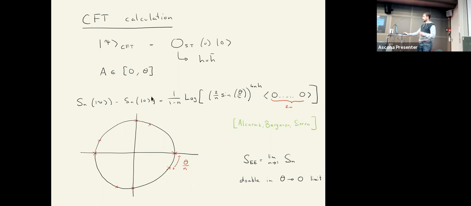And the kinematics is as follows. The operators are grouped together in pairs. Here I drew n equals 4, so there's 4 pairs. And all the operators are on the unit circle. And the angular distance between the operators is theta over n between the different pairs.